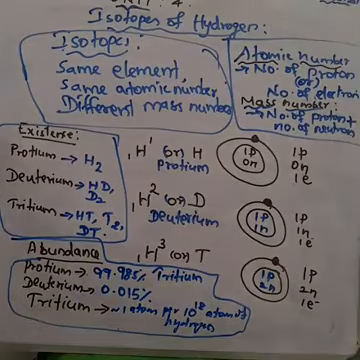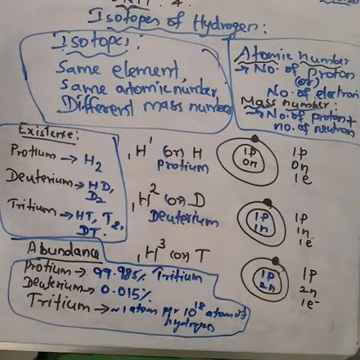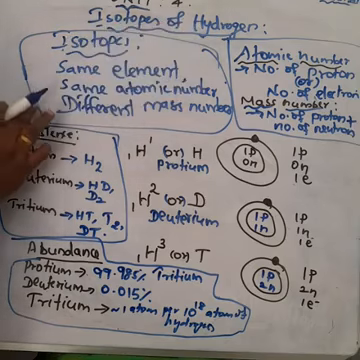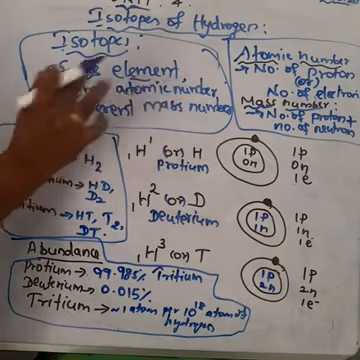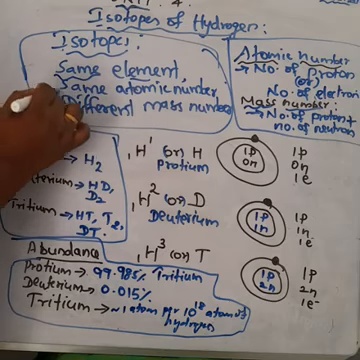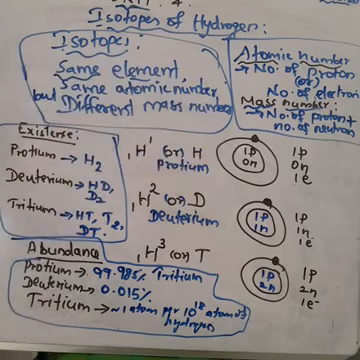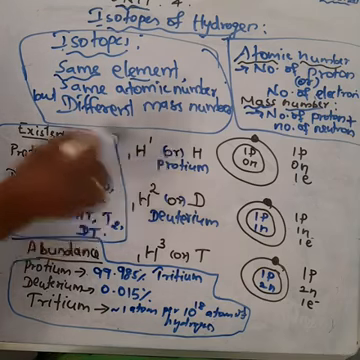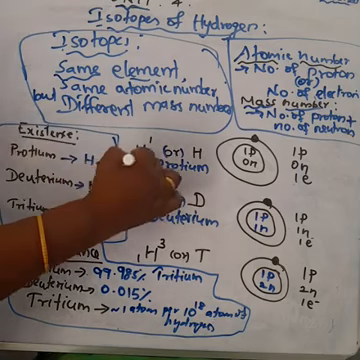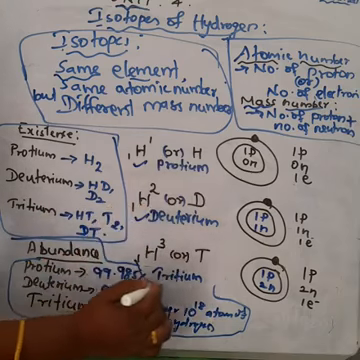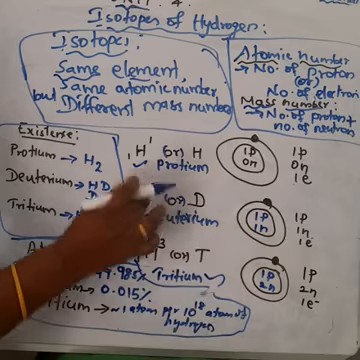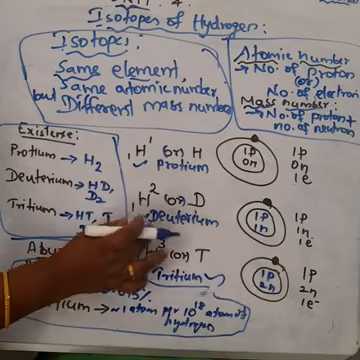Then we are going to study the isotopes of hydrogen. What do you mean by isotope? The same element having the same atomic number but different mass number is called an isotope. For example, the hydrogen atom has 3 isotopes. What are the 3 isotopes? Protium, deuterium and tritium. Protium, otherwise we call it hydrogen, and deuterium and tritium.